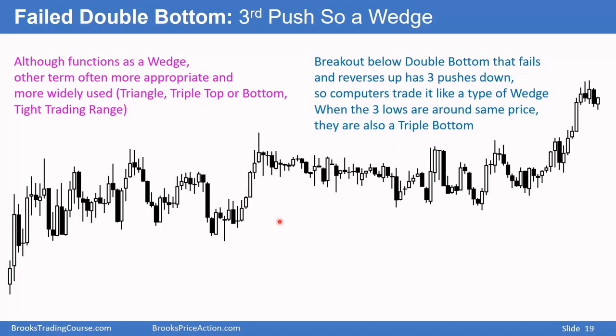I mentioned earlier a breakout above a double top that fails is a wedge top. If you have a double bottom and a bear breakout and it reverses up, you have 3 pushes down. Computers will treat it like a wedge. Here we have an attempt at a double bottom, and we have a bear breakout. 3 pushes down, 1, 2, 3. To me, it's functionally the same as a wedge.